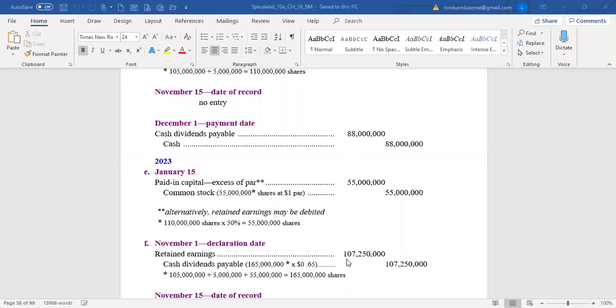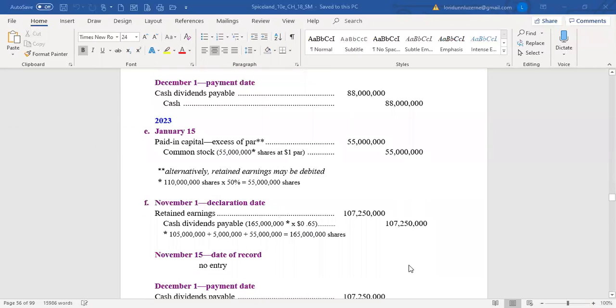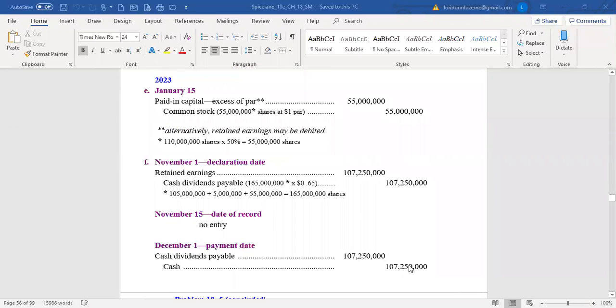Debit retained earnings for the total value of the cash dividend, 165 million times 65 cents a share. Credit cash dividends payable. Date of record, no journal entry. Date of payment. So great review of dividends in this practice problem.